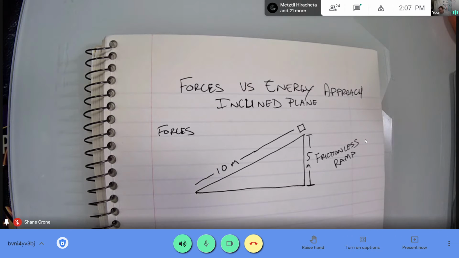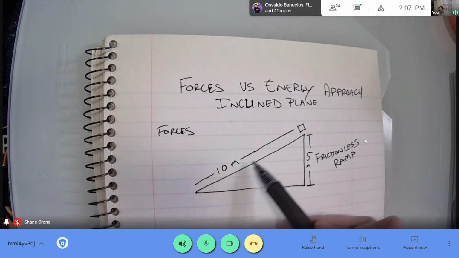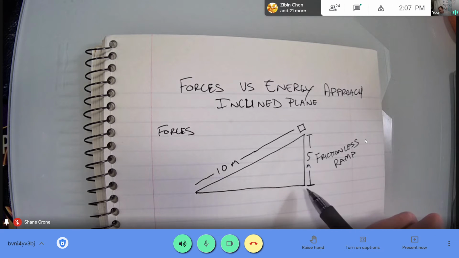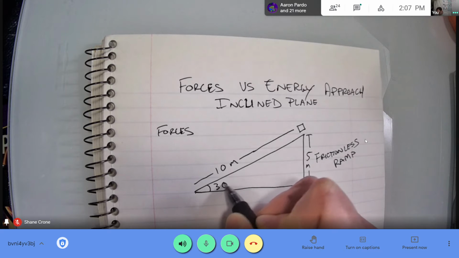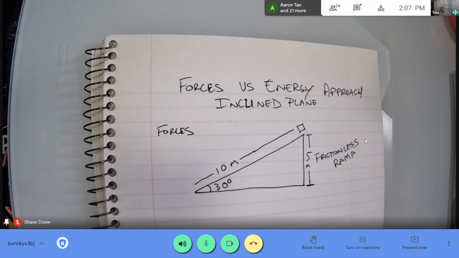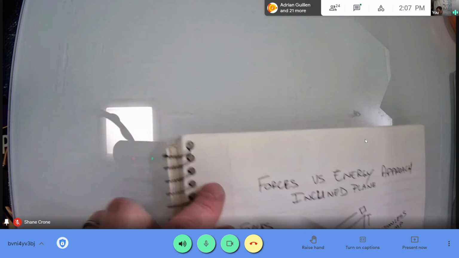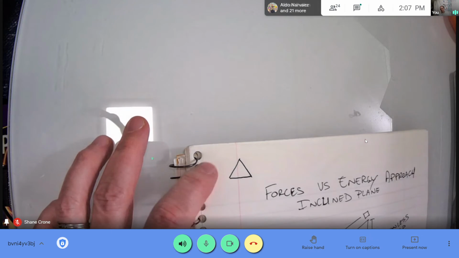So on this ramp, we are looking at a ramp which is twice as long as it is tall. Hopefully you guys recognize this. This is a 30-degree angle. This is a 30, 60, 90 triangle. On a 30, 60, 90 triangle, the shortest side is half the length of the longest side, and you don't really need to know this, but it's really easy to recreate.